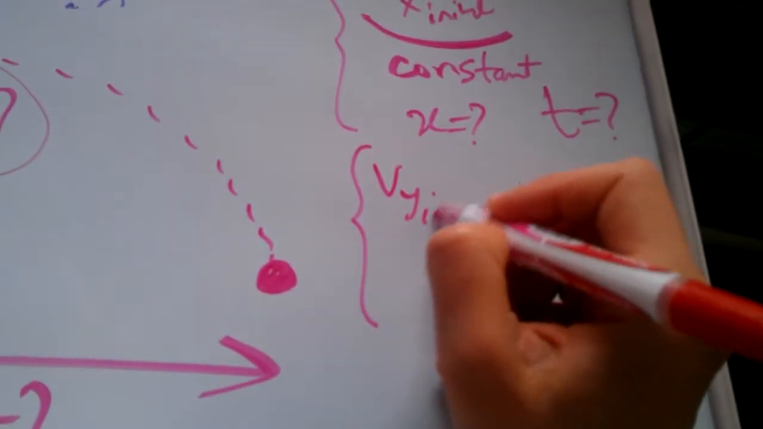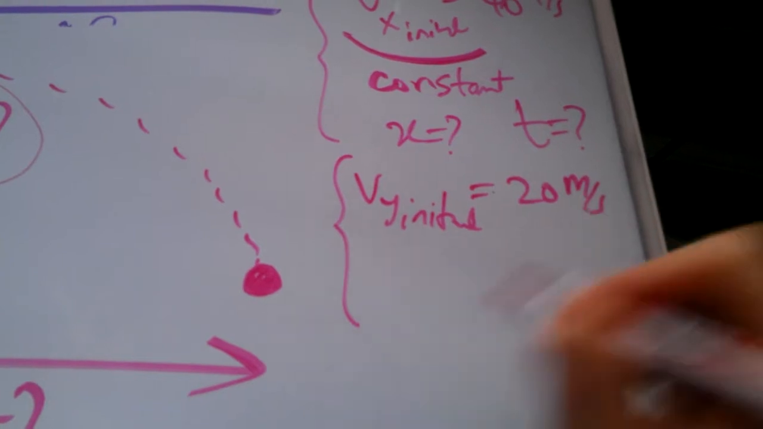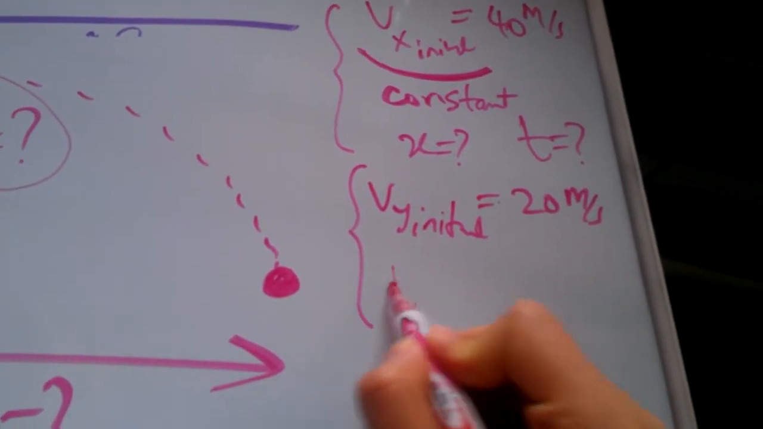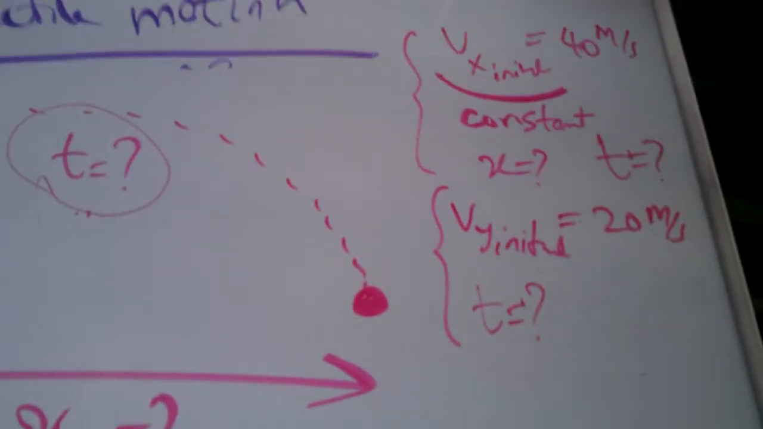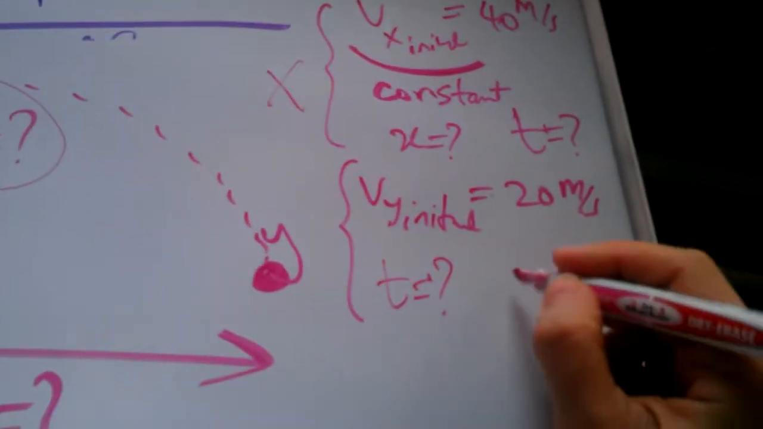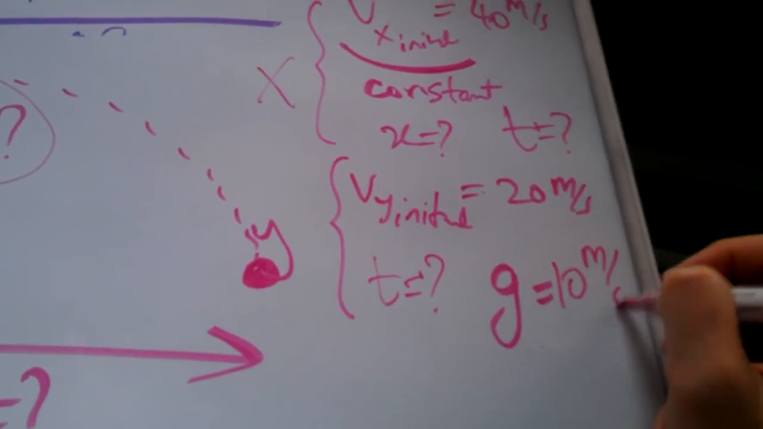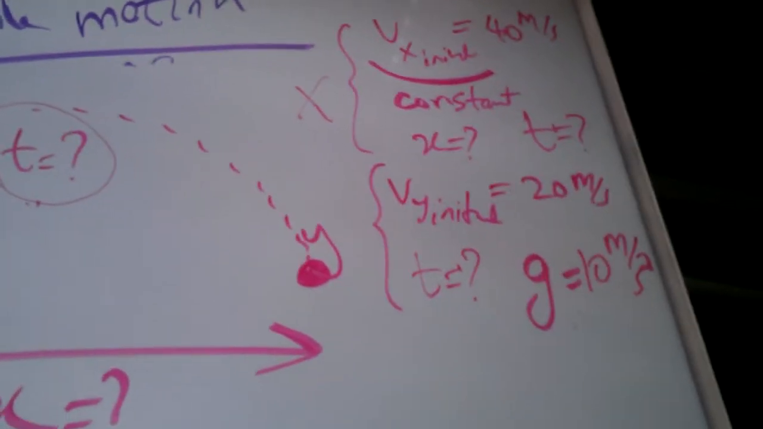Initial vertical velocity is 20 meters per second. We are asked about the time again, just because time is common. I'll just write it in both ways, in both x and y directions. And we also know that we have a constant acceleration of 10 meters per second squared. Okay, so let's just do this together.